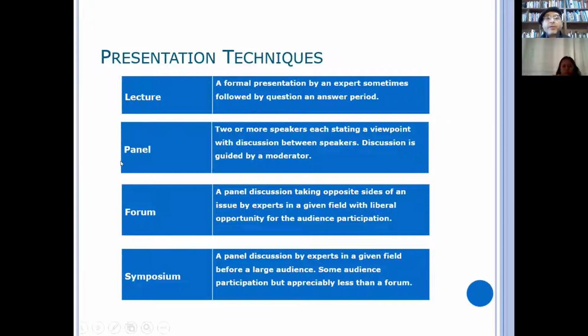For today, we're going to be working with the panel. So we're going to have two or more speakers. In this case, for today, there will be 4 persons. 4 of you will be the members of the panel, okay? The 4 people will present a viewpoint with discussion between them, and the discussion will be guided by a moderator. At the end, I will let the rest of the members of this group participate by asking questions to the members of the panel. Is that clear? Do you understand what a panel is? Do you understand that it's a type of oral presentation technique and that it is very effective because you have experts and each of the experts is giving his or her point of view?